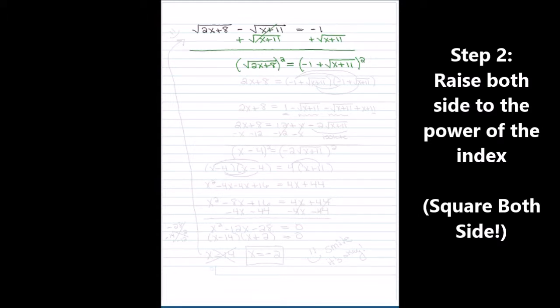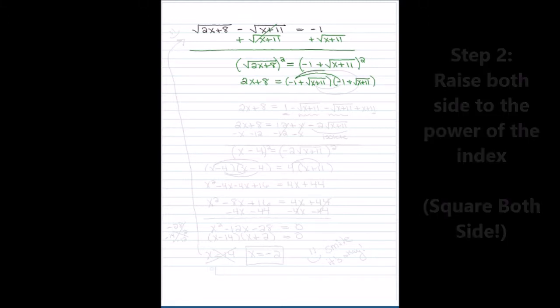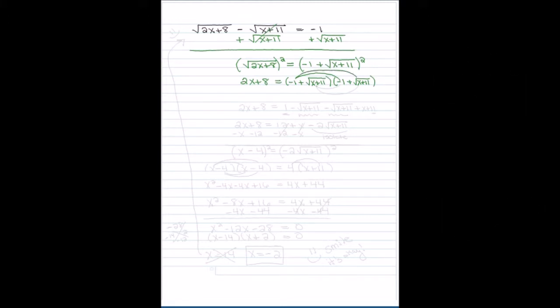On the left-hand side, the radical goes away. I get 2x plus 8. On the right-hand side, I have to write the negative 1 plus square root of x plus 11 twice and FOIL just like I did in the previous problem. So I'm going to multiply negative 1 times negative 1, then negative 1 times the radical, then the radical times negative 1, and then the radical times itself.